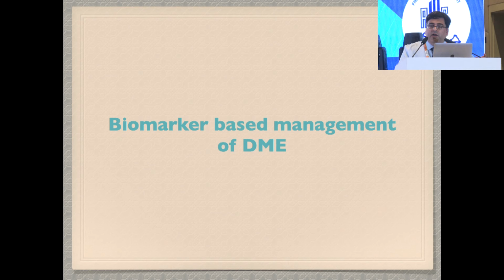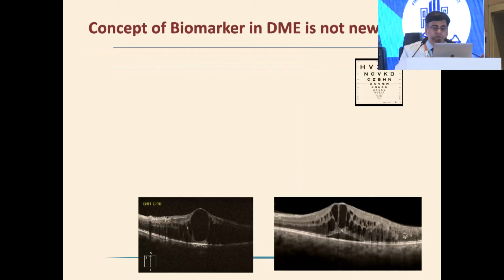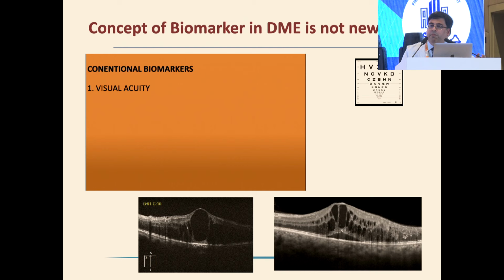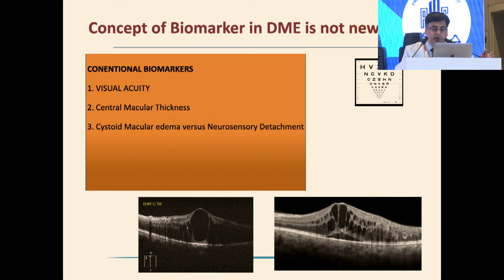I start looking at clues within the imaging which can help me pick up what kind of regimen this patient may go for, what kind of molecule may work best for him. The concept of biomarkers in DME is not new. The biomarkers that we conventionally have been using are visual acuity, central macular thickness, cystoid macular edema versus neurosensory detachment, hard exudates on fundus photo, and the foveal avascular zone on FFA. These are the markers, or the VR interface changes, which we have been looking at since a long time.